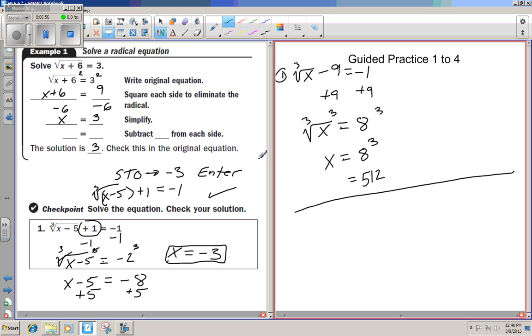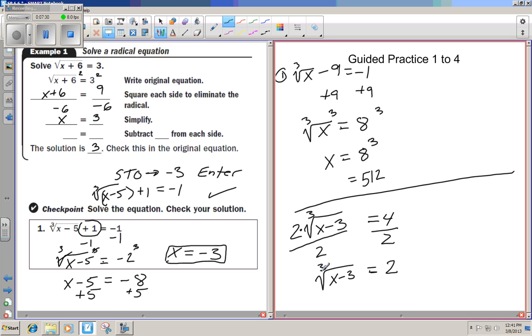Actually, we'll do number 3. Number 3 looks like 2 times the cube root of x minus 3 equals 4. Is the radical all by itself? You might say yeah, because there's no adding or subtracting to it, but you are multiplying by 2. So let's get rid of that 2 first. Undo multiplication by dividing. The cube root of x minus 3 equals 2, since 4 divided by 2 is 2.